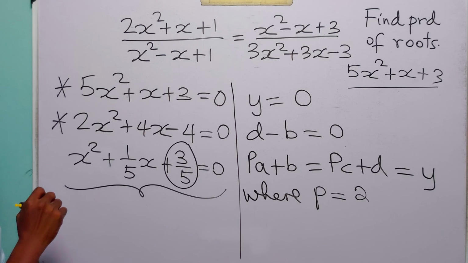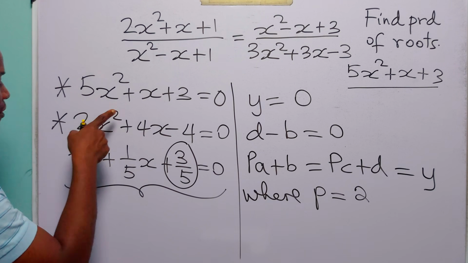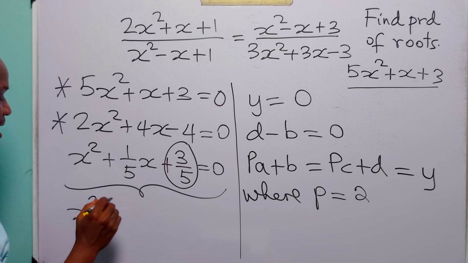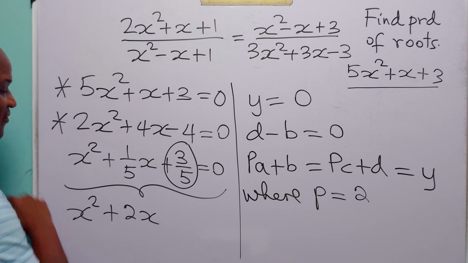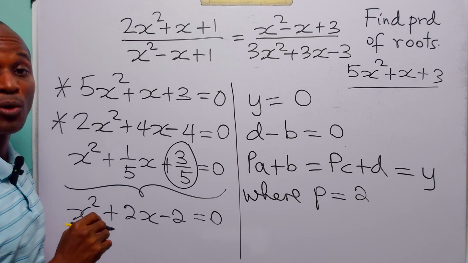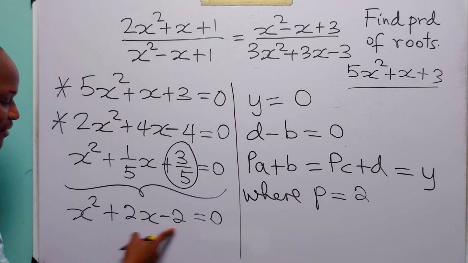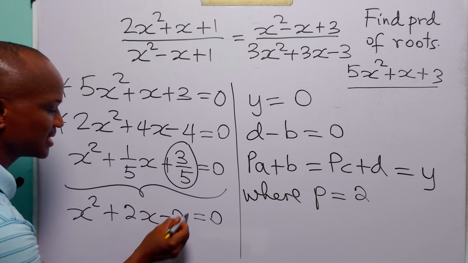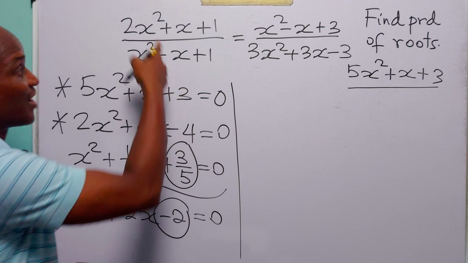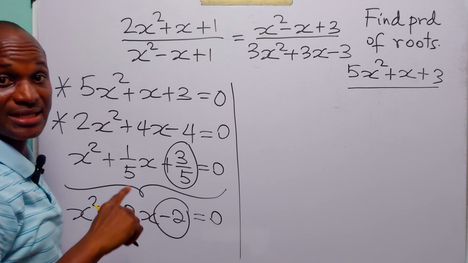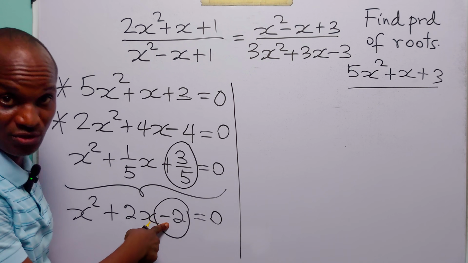Doing exactly the same thing to this second equation, we divide through this second equation by the coefficient of x squared, which is 2. When we do that, we have x squared plus 4 divided by 2 is 2x, and minus 4 divided by 2 is minus 2. This is equal to 0. Now that the coefficient of x squared is 1, it is very easy to see that the product of the roots of this quadratic equation is minus 2. And of course, all we have to do to find the product of the roots of this algebraic equation is to multiply the product of the roots of this equation by the product of the roots of this equation.